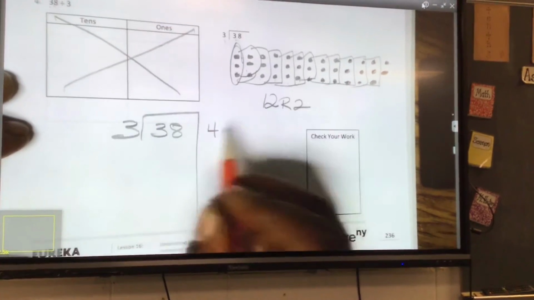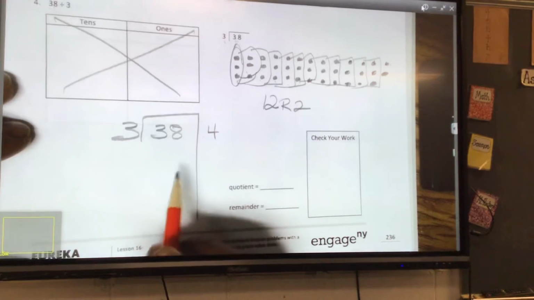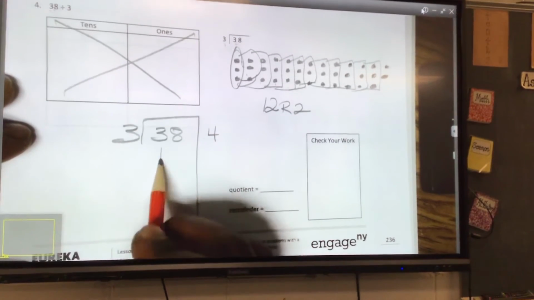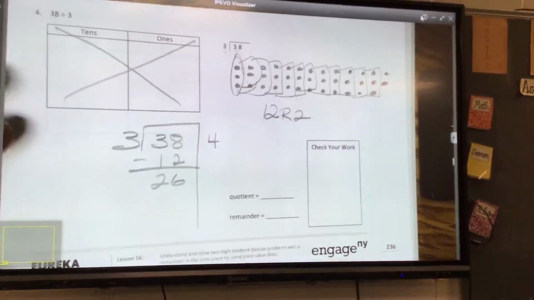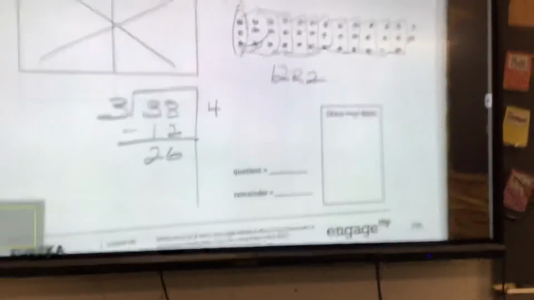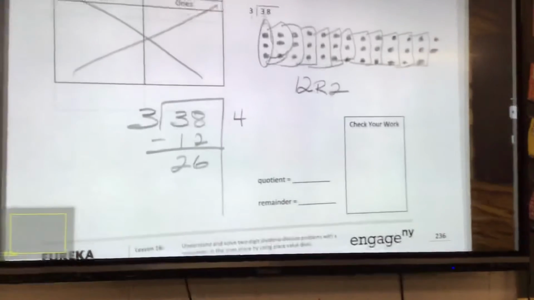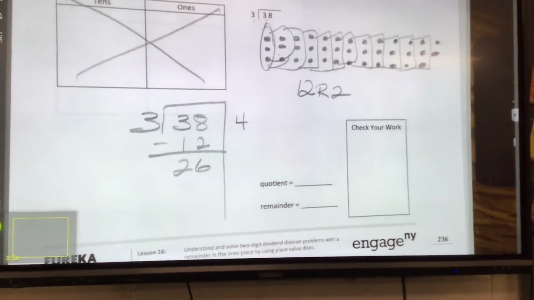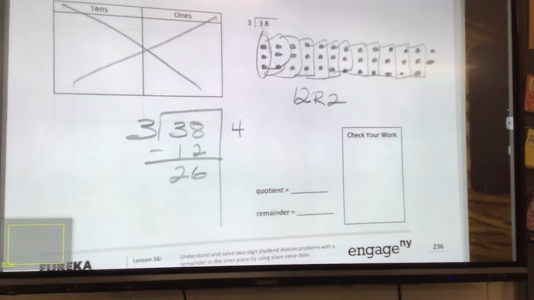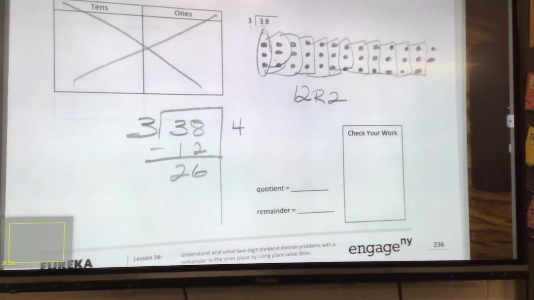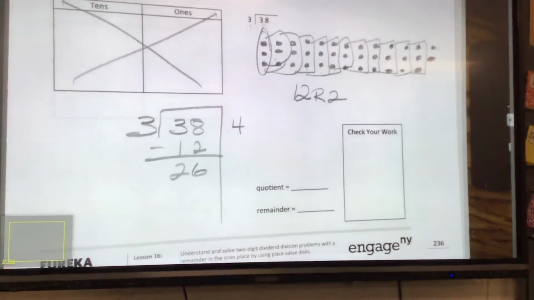So we use 4. What's 3 times 4? 12. So I got 12 here. I subtract. I get 26. Now I gotta say 3 times what's not going to give me anything over 26? Savion? 3 times 9. Alright, 3 times 9 is what? 27. That's too much.